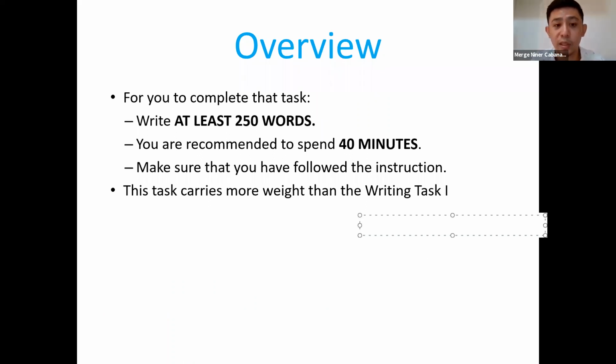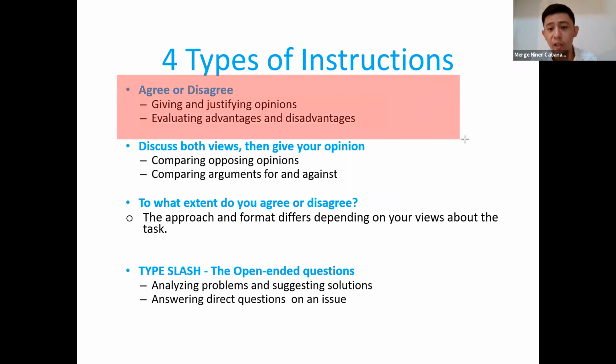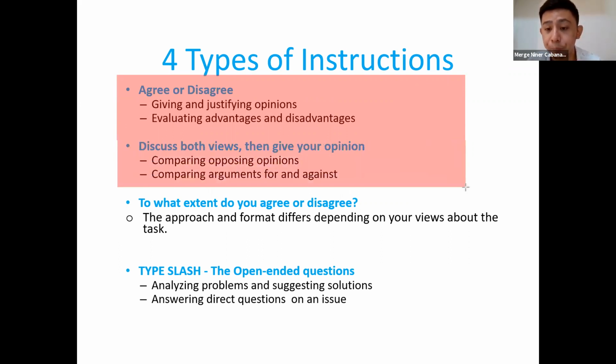So let's proceed to the types of instructions. So let me highlight these topics. Agree, disagree. You see that your task here is to give and justify opinion. You also have to evaluate advantages and disadvantages. Okay. Well, in discuss both views, pretty similar, but the format will vary. You have to compare arguments for and against, and you also have to compare opposing opinions. So that's typically just comparing two sides of the same thing.